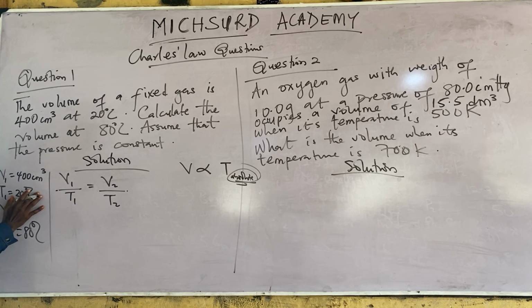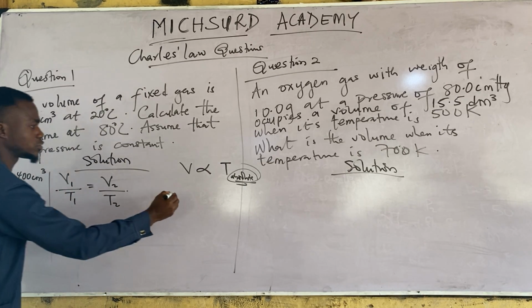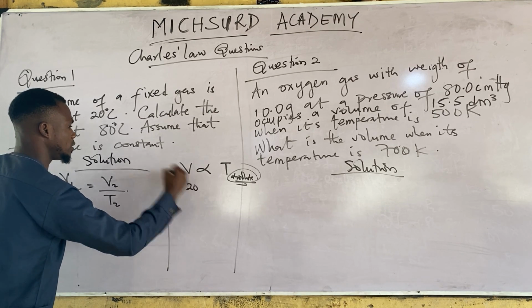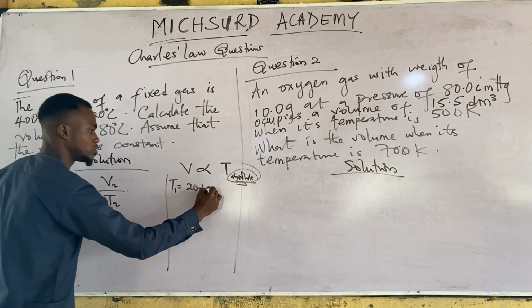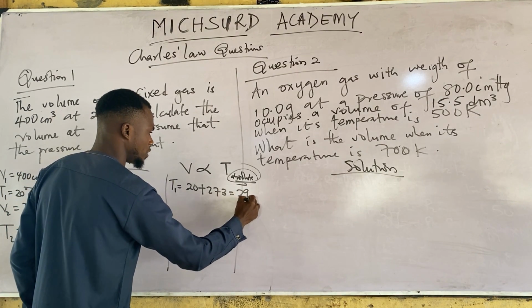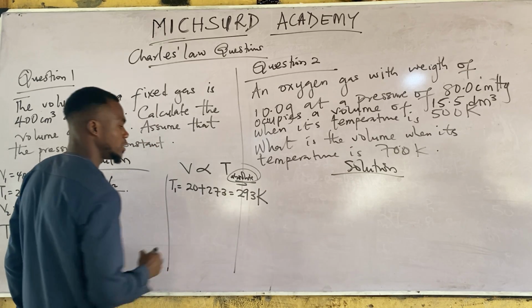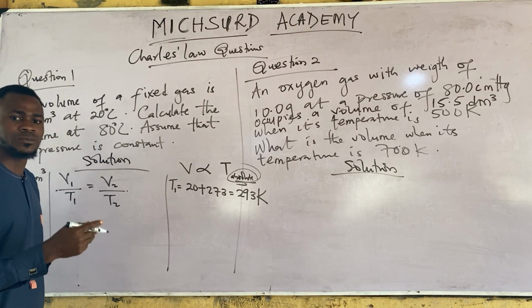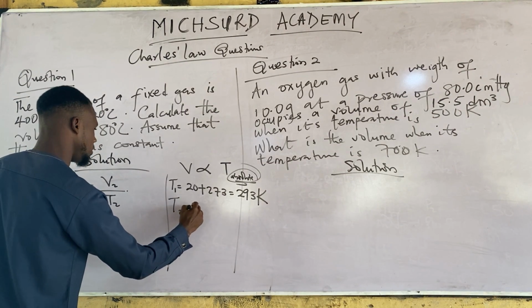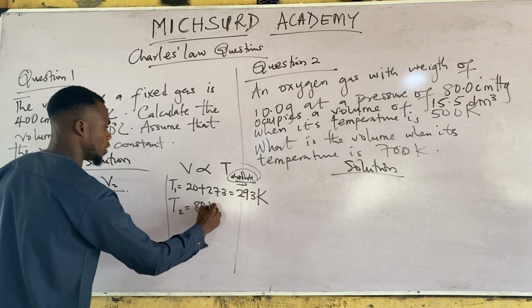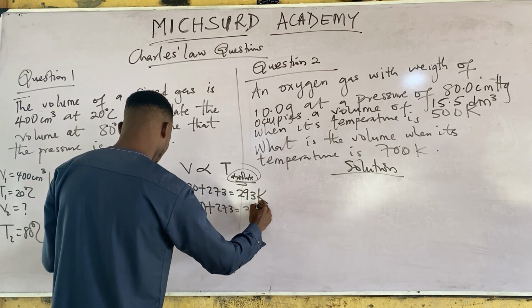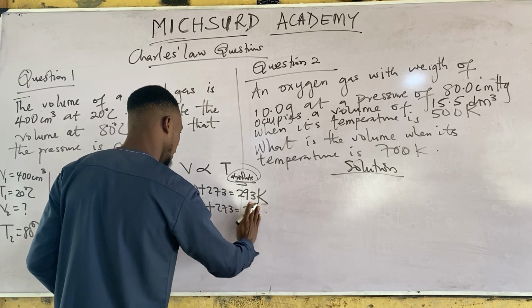So now let us do the conversion. T1 is 20. I'll add 273, and if I do that, it will give me 293 in Kelvin. So I have converted from degrees Celsius to Kelvin. Now we also do it for T2. T2 is 80. I'll add 273 and that will give me 353 in Kelvin.